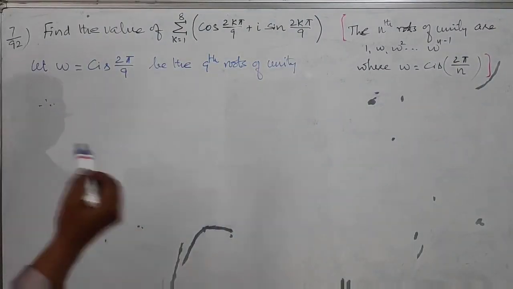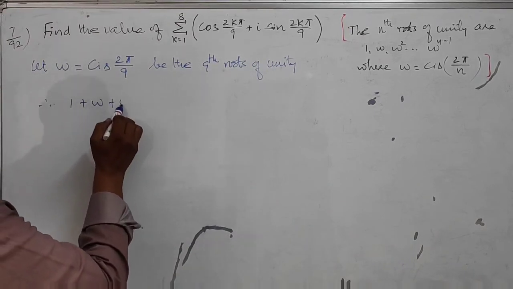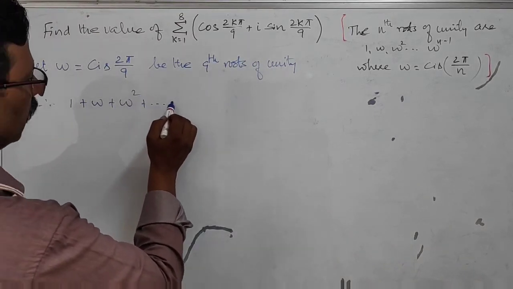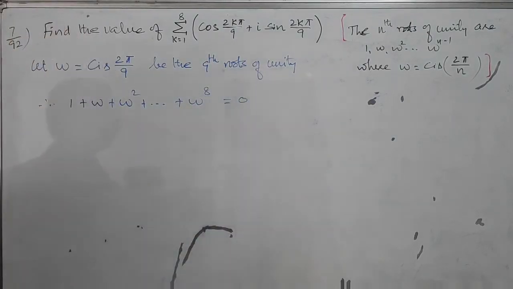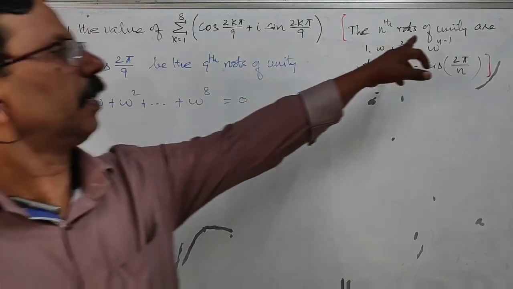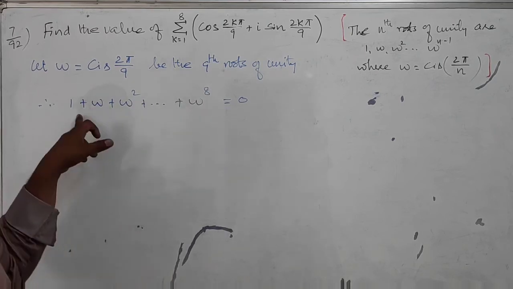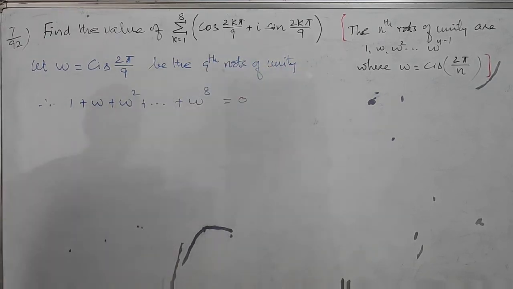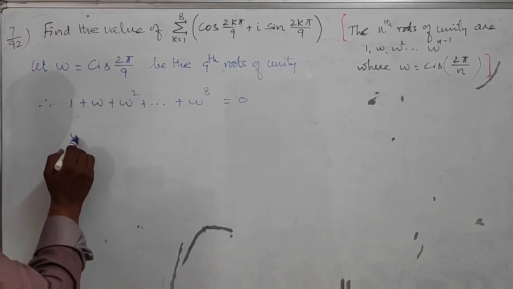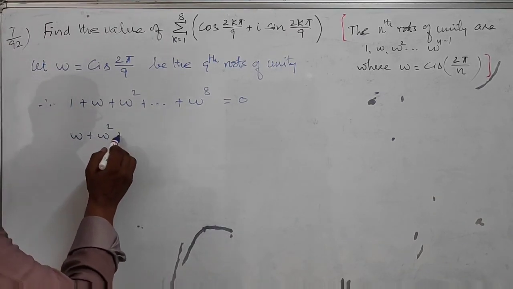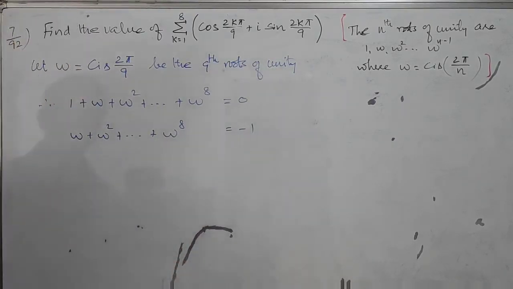Therefore, we can say that if these are the ninth roots of unity, then 1 plus omega plus omega square plus etc. plus omega power 8 is equal to 0. Nth roots means power n minus 1, ninth roots means power 9 minus 1, that is 8. The sum of these roots is always equal to 0. Now here, we can write omega plus omega square plus etc. plus omega power 8 is equal to minus 1.